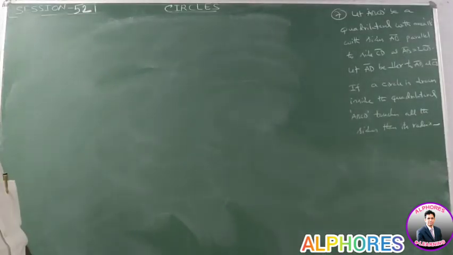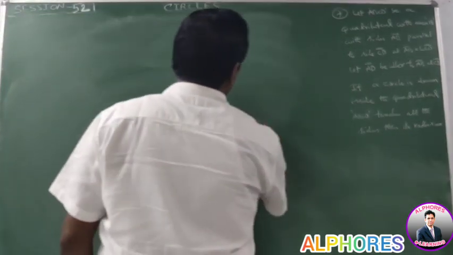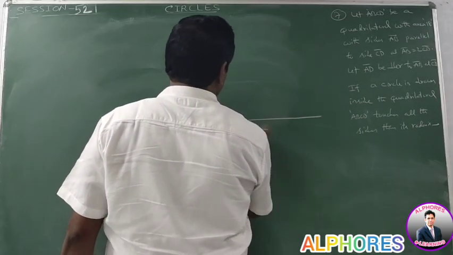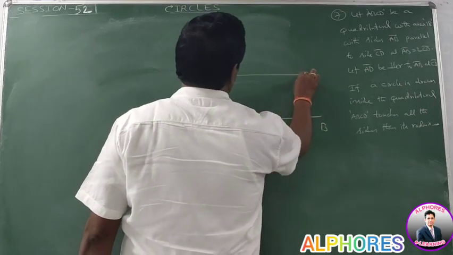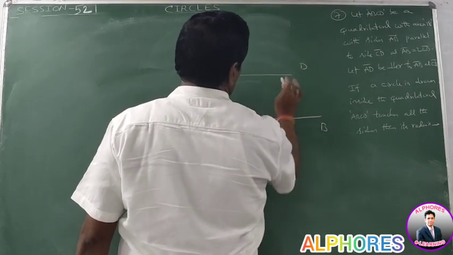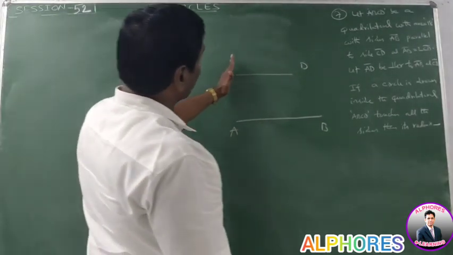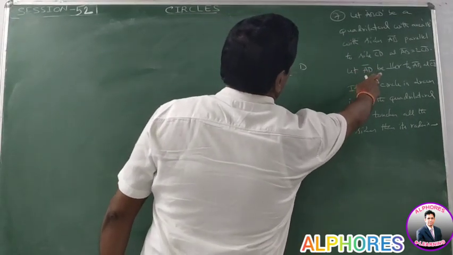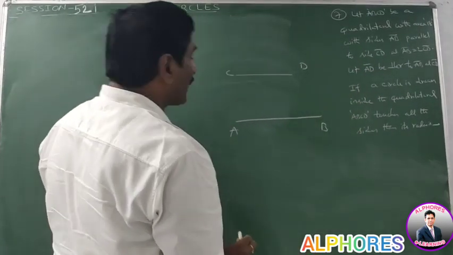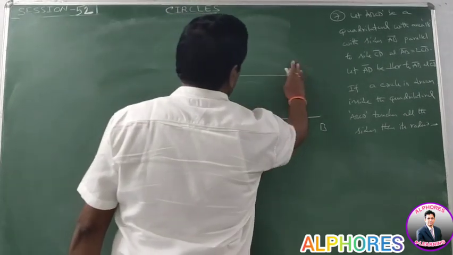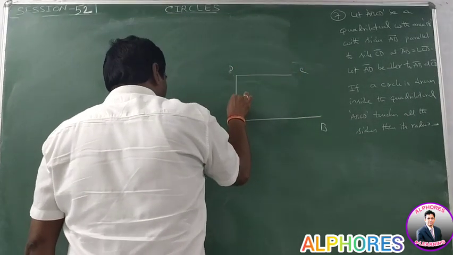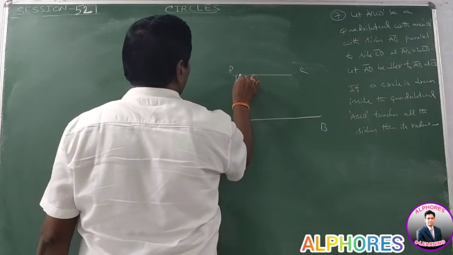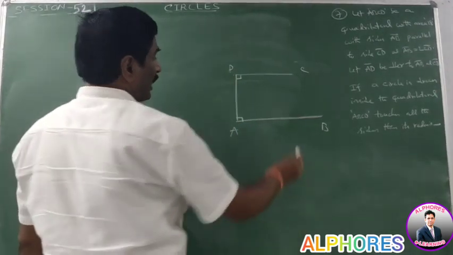Here ABCD is a quadrilateral with area 18, with AB parallel to CD. At the same time, AB is equal to twice CD. Suppose this is AB, and this is CD. Here AB is double of CD. At the same time, AD is perpendicular to both AB and CD. This line AD is perpendicular to both AB and CD. This means this angle is equal to 90 degrees.